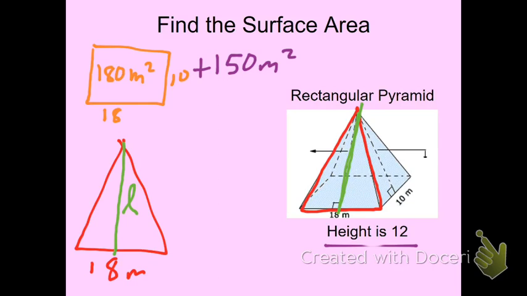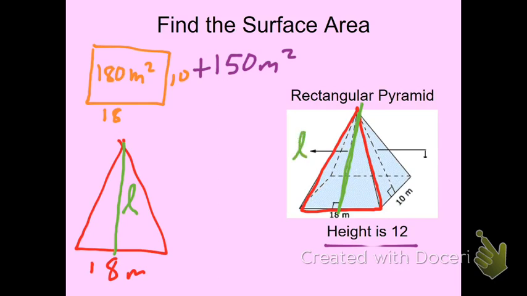Okay, so I just rearranged this image a little bit. Right now we currently have the area of the base is 180. The area of the two triangles on the left and right that make up the lateral area is 150 added together. So we have to find the area of this red triangle, and there's another one back here, so we're going to double the area. We need the slant height. We already know the base is 18 meters.